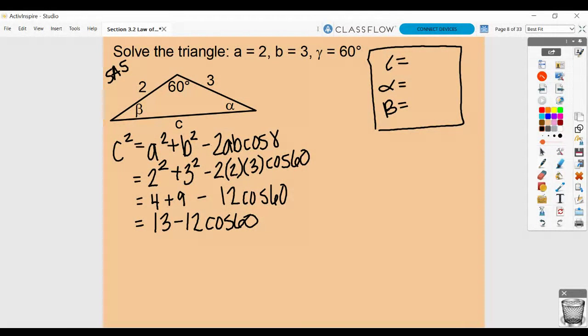So 13 minus 12 times cosine of 60, and you get c squared as equaling 7. Now this is not solved for c yet because you need to take the square root to solve for c. So if you take the square root, you can also give me a decimal form of this. So the square root of 7, c equals 2.65.